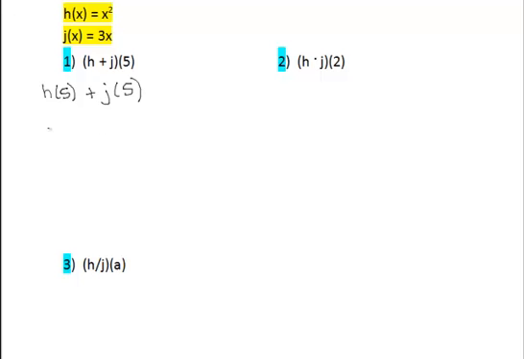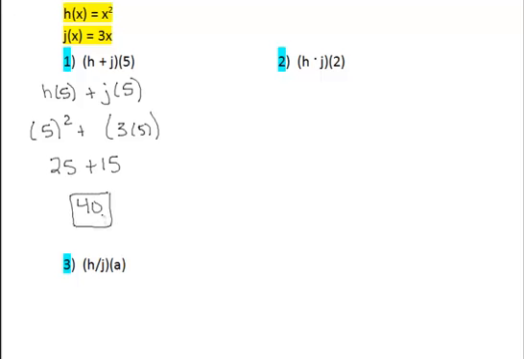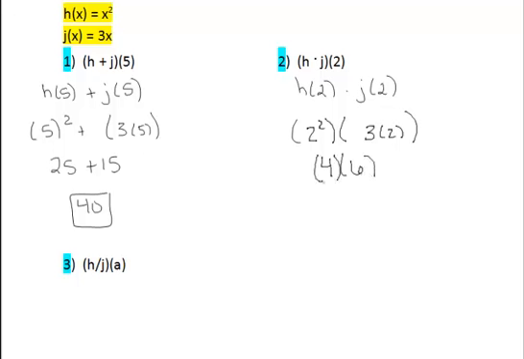H of 5 plus j of 5. So we're going to have 5 squared plus 3 times 5. That's going to be 25 plus 15, which happens to be 40. H of 2 times j of 2. That will be 2 squared times 3 times 2. So that's 4 times 6, or 24.